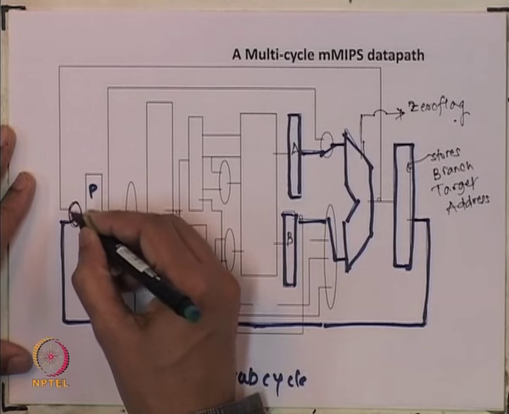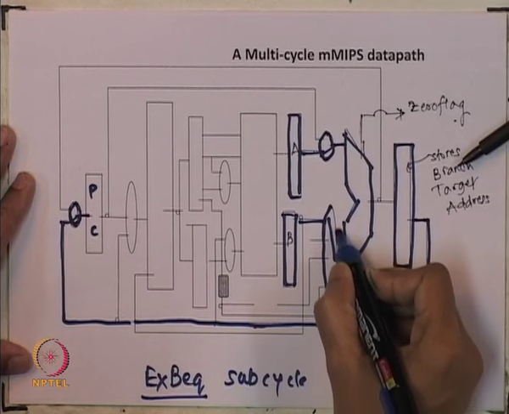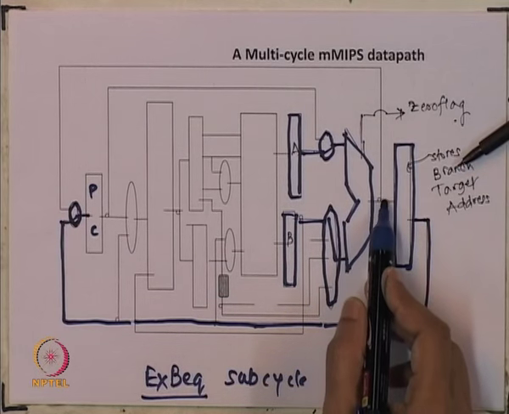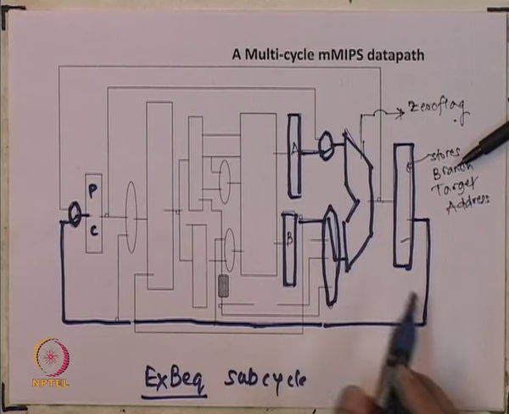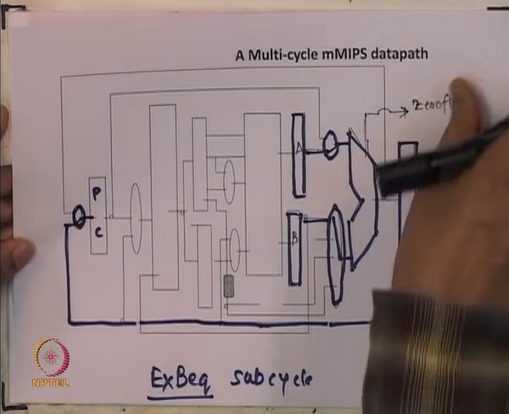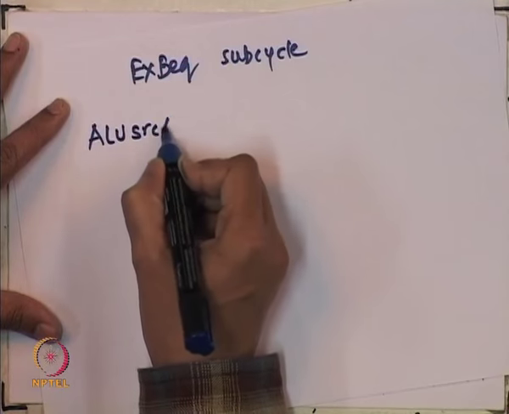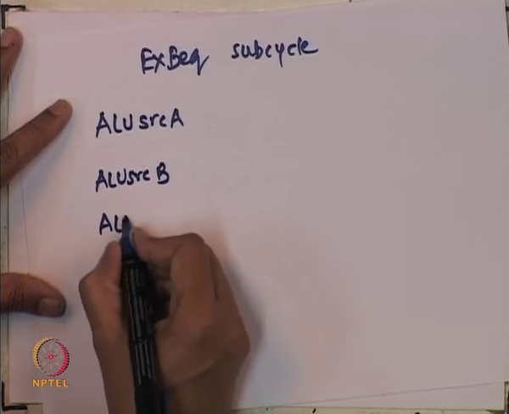Note that the ALU output is not of any interest. The status flag of the ALU is of interest. So, this is the portion of the data path that is relevant to this subcycle. Let us start exercising our memory: which multiplexers are involved and what are their names. Multiplexer ALU SRC A is involved, ALU SRC B is involved. We have the ALU controller.